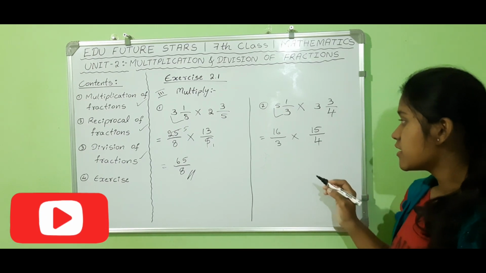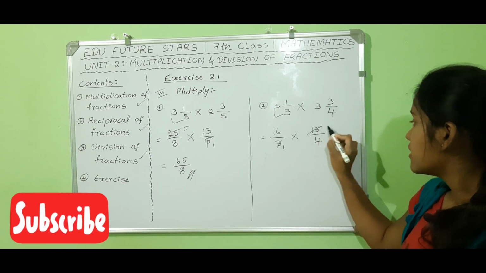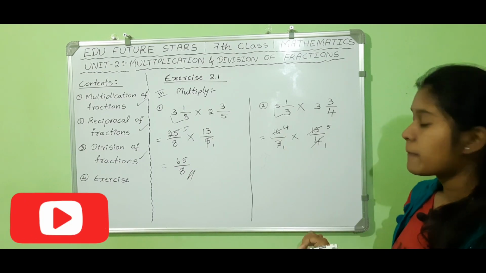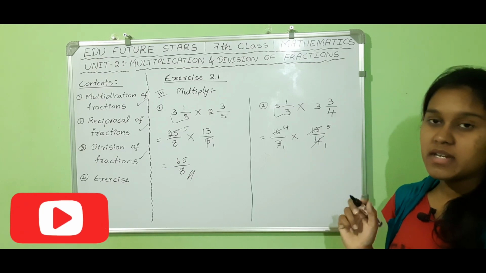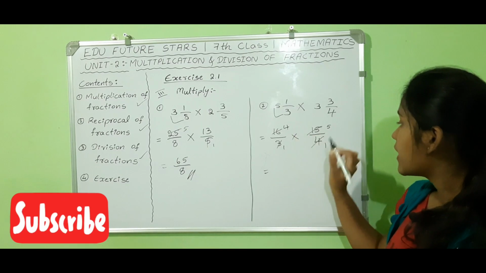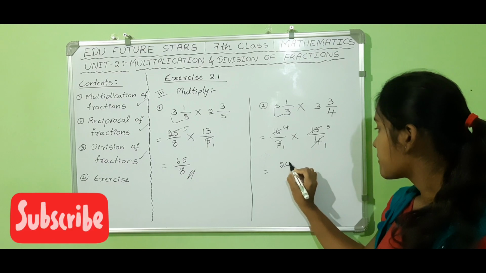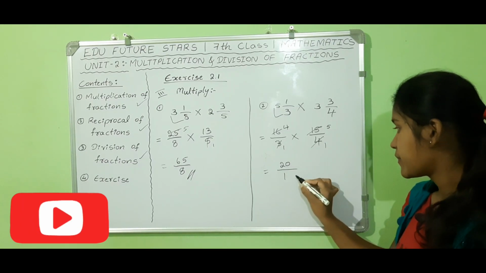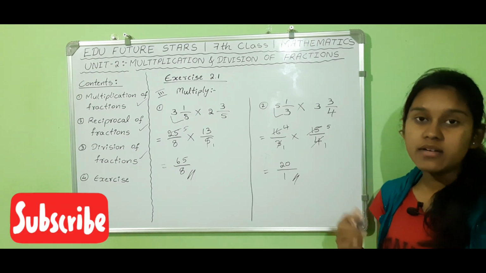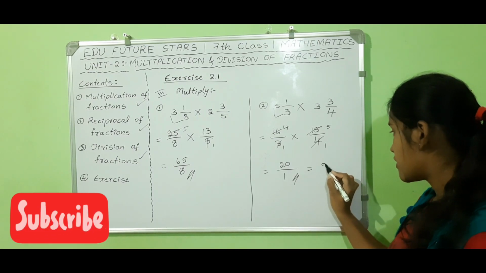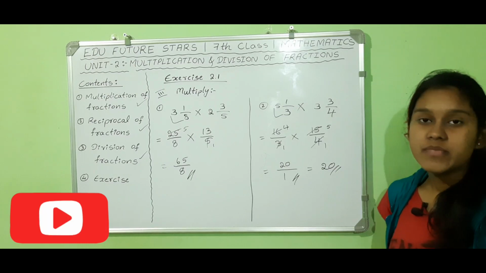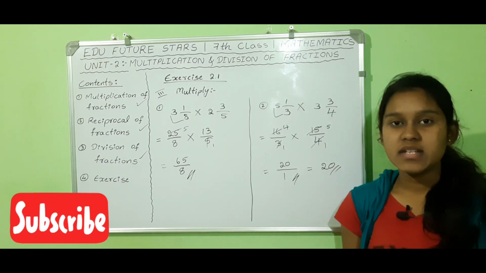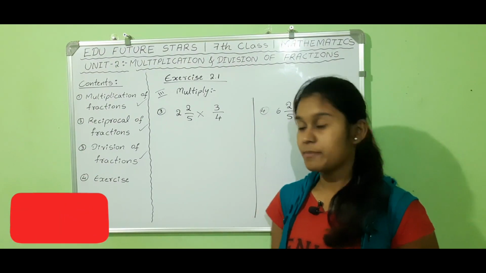Now can we cancel it? Yes. 3 1s are 3, 3 5s are 15, 4 1s are 4, 4 4s are 16. Correct? Now let's multiply the remaining. 4 5s are how much? 20. So 1 1s are what? 1. So 20 by 1 is what? Our result. You can also directly state it is 20. So we can also directly state this one as 20. Right? Simple? Yes. Now see the third question.